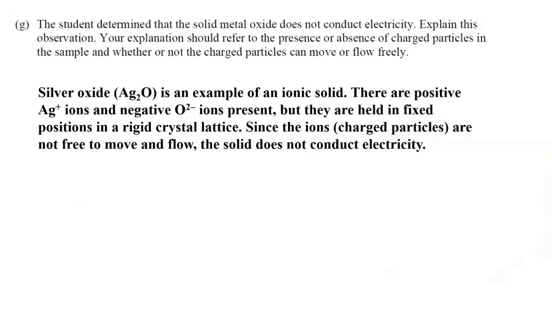So the correct answer to letter G of this question is that silver oxide is an example of an ionic solid. And while there are positive silver ions and negative oxide ions present, they are held in fixed positions in a rigid crystal lattice. And since the ions, charged particles, are not free to move and flow, the solid does not conduct electricity.